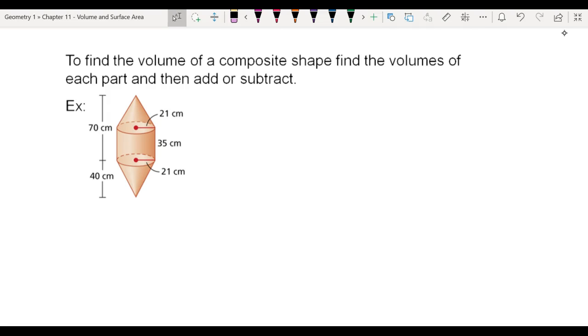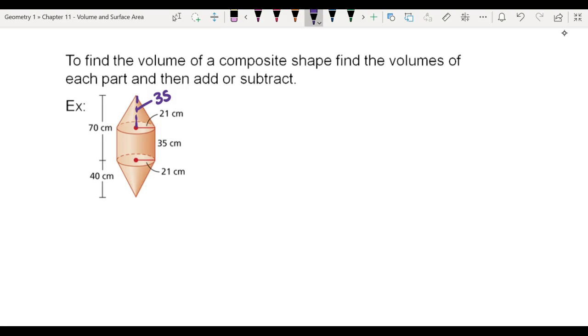One thing I want to point out, this bottom cone has a height of 40. This has a height of 35. This is 70, meaning this is not 40, this is 35. And so this height here is 35. You're not going to see one like this where you have to find the height, but just know because it's 35 plus 35, that equals 70, and then they told you this one was 40. So now we're going to start finding the volumes.